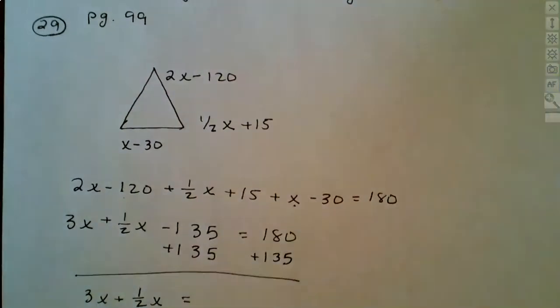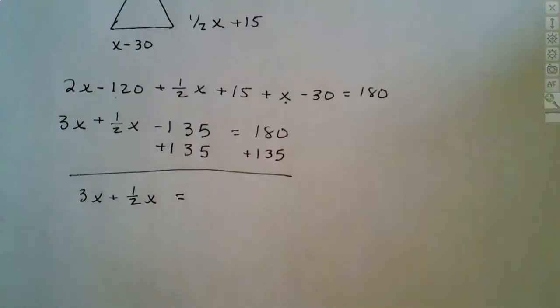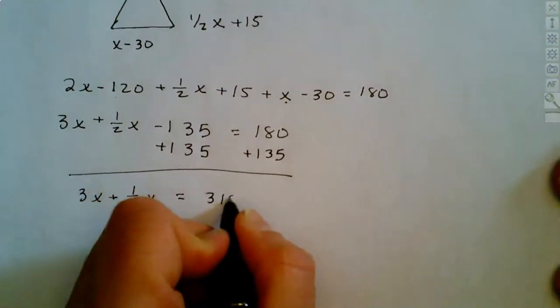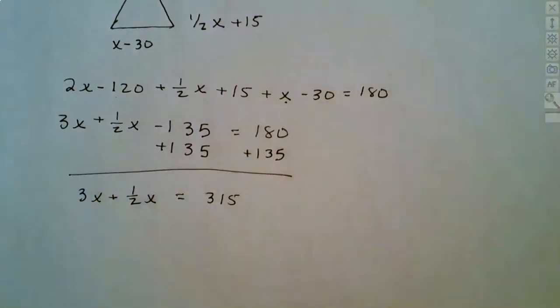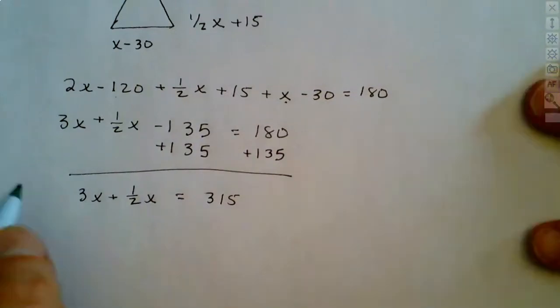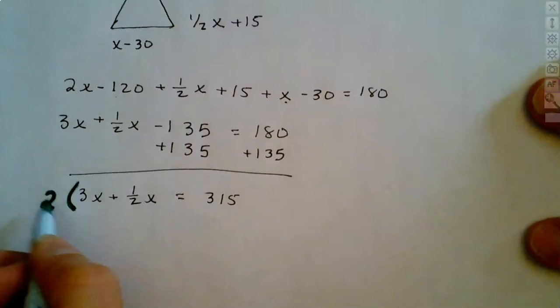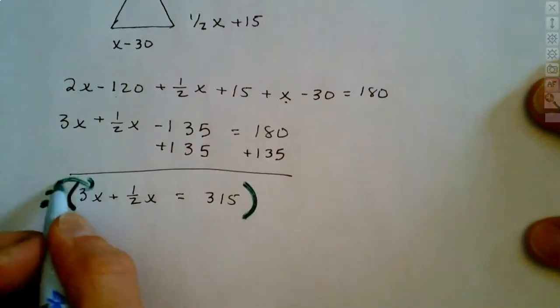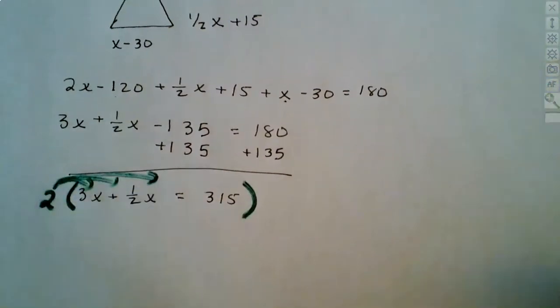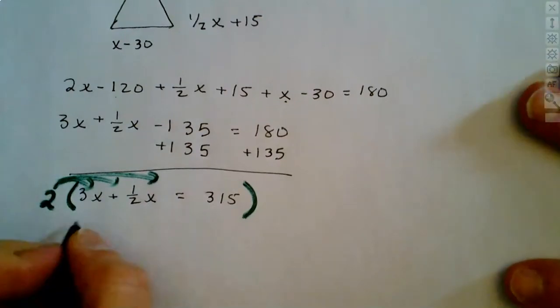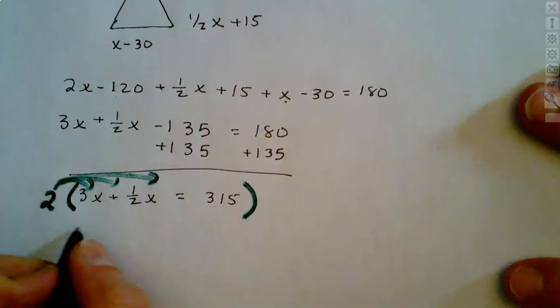We've got 180 plus 135 gives you then 315. We could have cleared the fractions out earlier. I'm going to clear them out now. So to clear out the fractions, we'll multiply everything by a 2. You could have also used 0.5, but I usually work with the fractions.